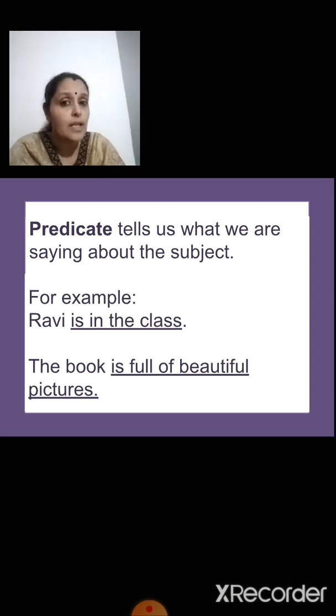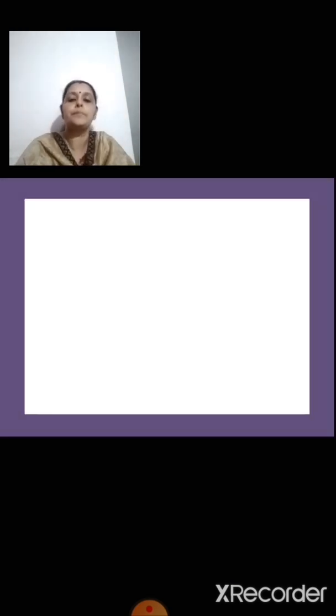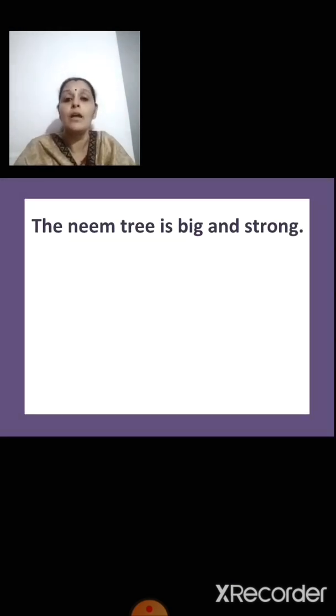And what are we saying about the book? We are saying it is full of beautiful pictures. So "is full of beautiful pictures" becomes the predicate. Let us see one more example. The neem tree is big and strong.